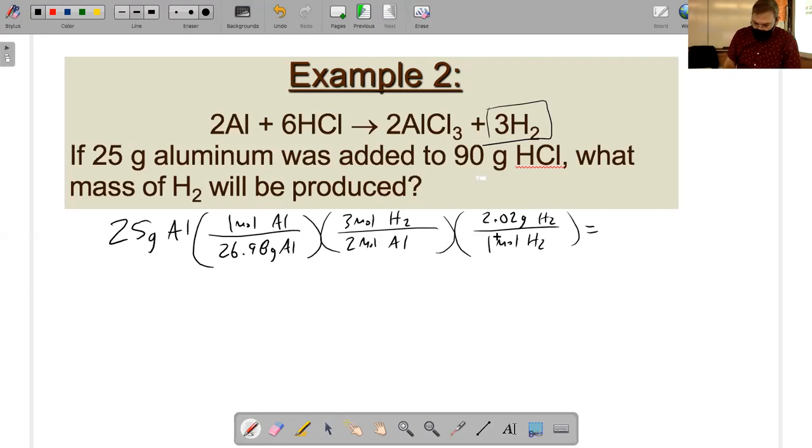25 divided by 26.98 times 3 divided by 2 times 2.02. We have really only 2 significant figures here, so you'd get 2.8 grams of hydrogen with 25 grams of aluminum.